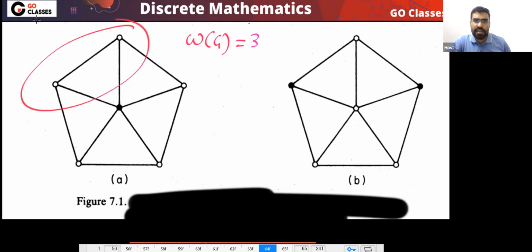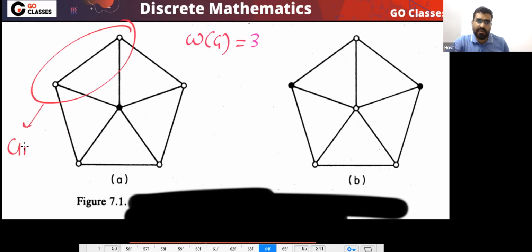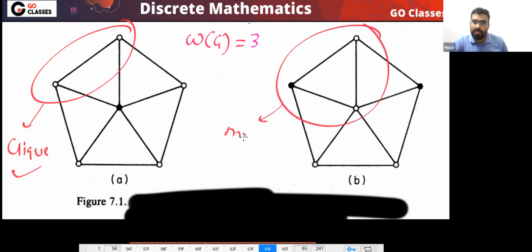Is this a clique? Yes, this is a clique. There is no problem. Remember, yes, this is a clique, but this is not maximum. I can say this is your maximum clique. So the clique number is actually 3.